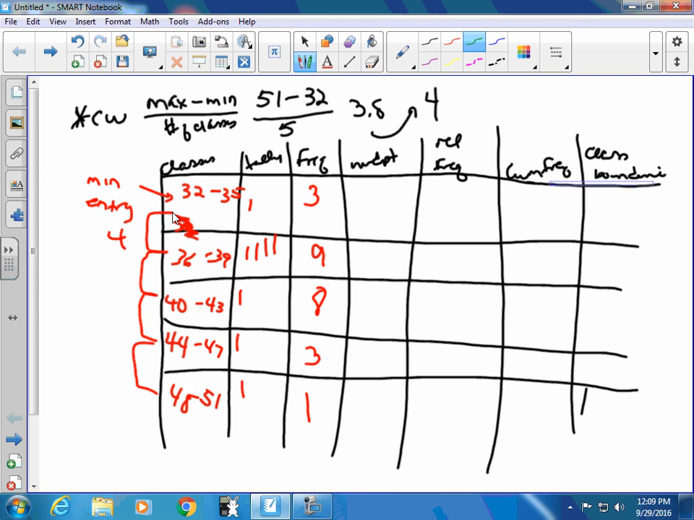Now, we're going to find the midpoint. How do I find the midpoint of each class? Of the first class. Brian? You take the maximum of the class. Good. And then multiply it and divide by 2.